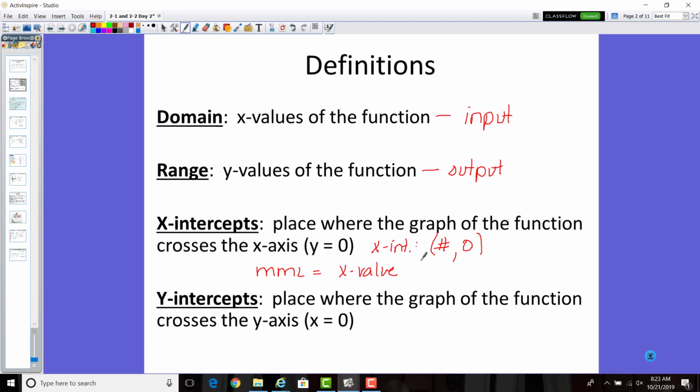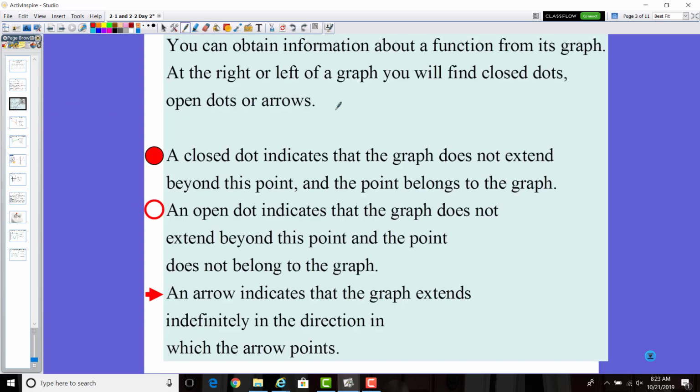The y-intercept is the place on the graph where your graph crosses the y-axis. So a y-intercept in reality, again, is an ordered pair. If we're sitting on the y-axis at a specific value, our x value is always going to be 0. This slide is a repeat from the last lesson. However, today we're going to talk about what these mean in relation to what we call interval notation.